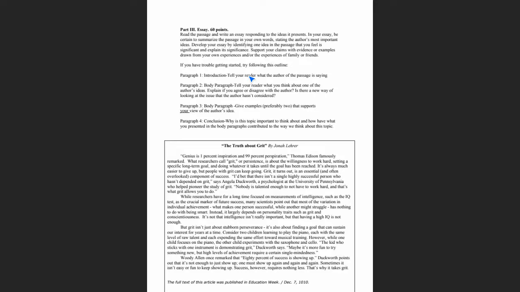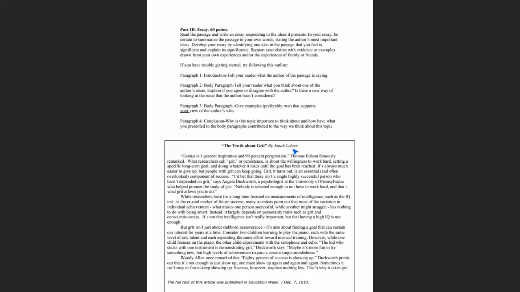Then in the body paragraph, tell your reader what you think about one of the author's ideas. So the author might give you 2 or 3 ideas, but pick one of them. Explain if you agree or disagree with the author. But first of all, explain the author's ideal. So for instance, if you were using this as an example, you say, Larry explains that grit is blah, blah, blah. He says this because of so, so, so. And then you switch and you tell me, or you explain why you agree or disagree with that.